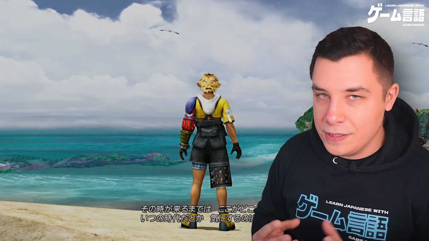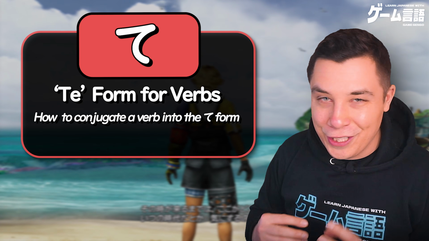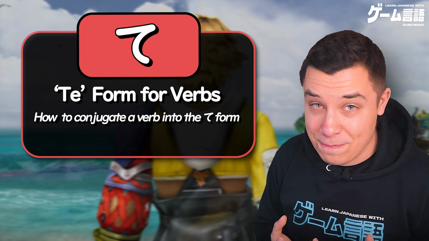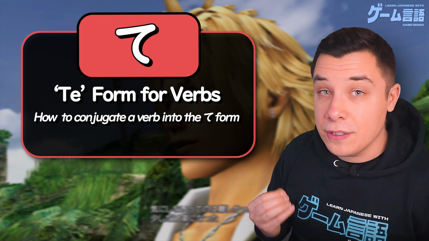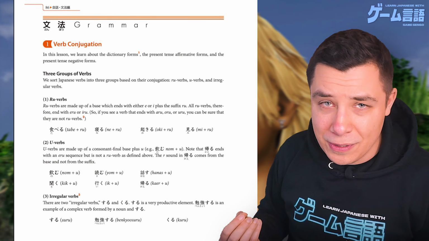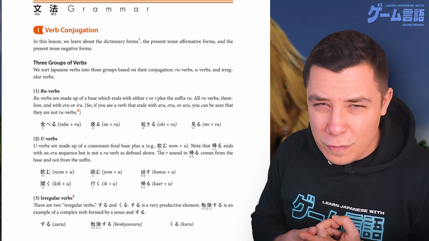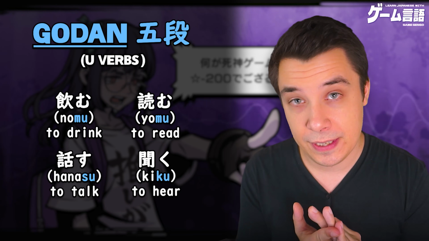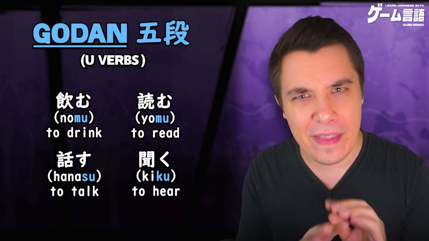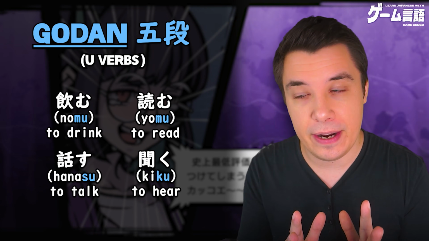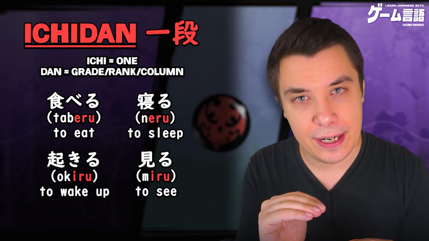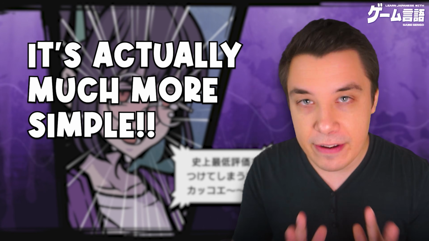So in order to use the te form, before we get started looking at all the different ways you can use it, you first have to know how to make it. So let's just take a quick look at how to actually conjugate the te form. For example, in many textbooks like the Genki Textbook, they teach you things like the ru verbs and the u verbs. Now, as I explained in one of the previous episodes, I actually advise against learning that way and instead learn the godan and ichidan verbs. This is the way that people in Japan actually categorize the verbs, and I find this much more useful and much more simple.